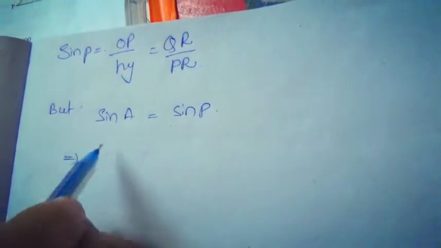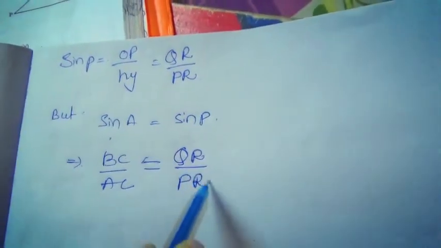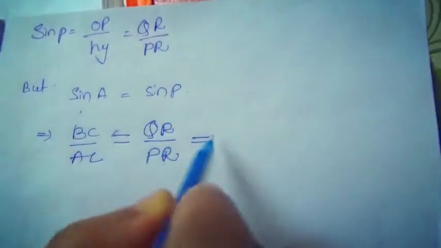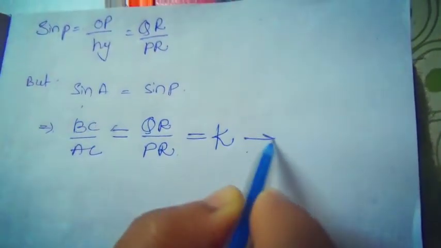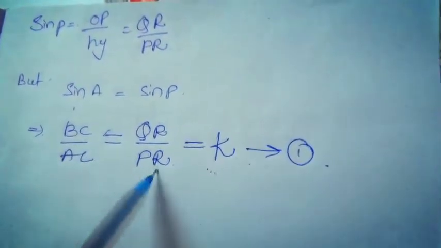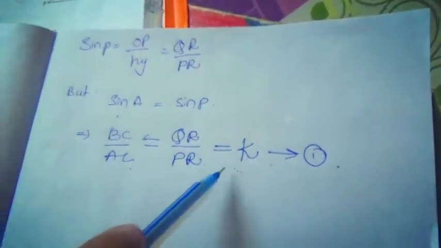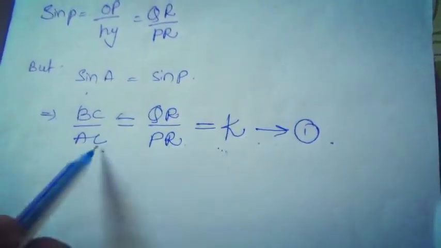But sin A is equal to sin P. That implies BC by AC is equal to QR by PR. This is equation number 1. Let us equate these two values with a constant. Let us assume that K is a constant term which is equating with these two.